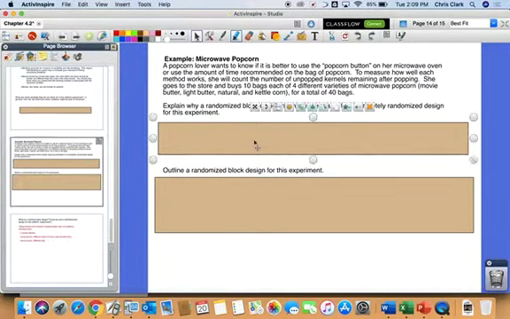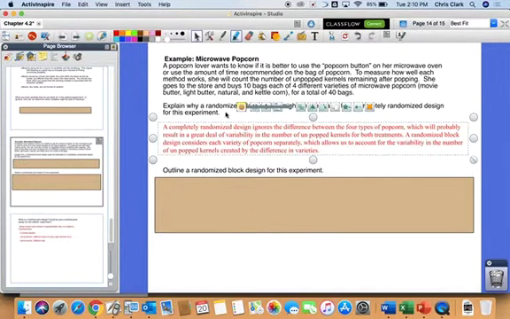So this is why I said you don't have to write down everything that I wrote. This is also online. But I said a completely randomized design ignores the difference between the 4 types of popcorn, which will probably result in a lot of variability in the number of unpopped kernels for both treatments. A randomized block design considers each variety separately, and it allows us to account for the variability in the number of unpopped kernels created by the difference in varieties. So there's different popcorns that could pop differently, and that's really the biggest issue. And the statistical word that we'll use there is it creates less variability, which is what we want.